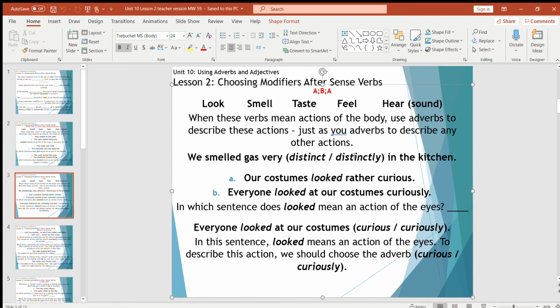Our costumes looked rather curious versus everyone looked at our costumes curiously. So which sentence does looked mean an action of the eyeballs? B, right? Everyone is looking with their eyes at our costumes in a curious way. So everyone looked at our costumes curious or curiously. So which one would we go with? Curiously. Why? Because in the sentence, looked means an action of the eyes. So to describe this action, we need to choose the adverb, like we just said, curiously.